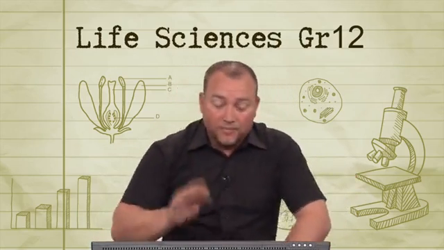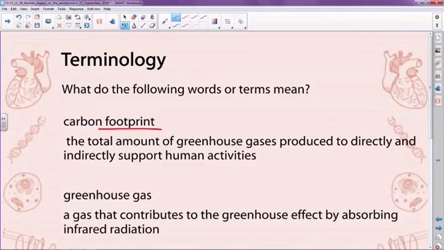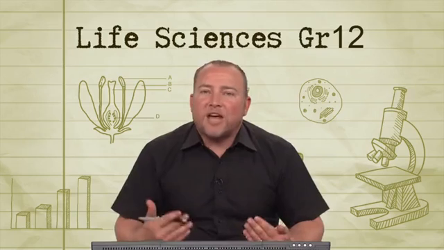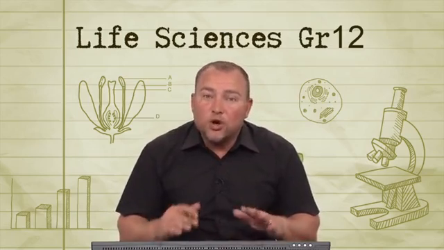Okay, so let's see if what I came up with is the same as what you came up with. First of all, carbon footprint. It's the total amount of greenhouse gases produced to directly and indirectly support human activity. You'll notice a lot of companies nowadays, when you build something, you have to cover your carbon footprint. So you'll see people plant trees and make sure that whatever they've done, they're covering themselves.